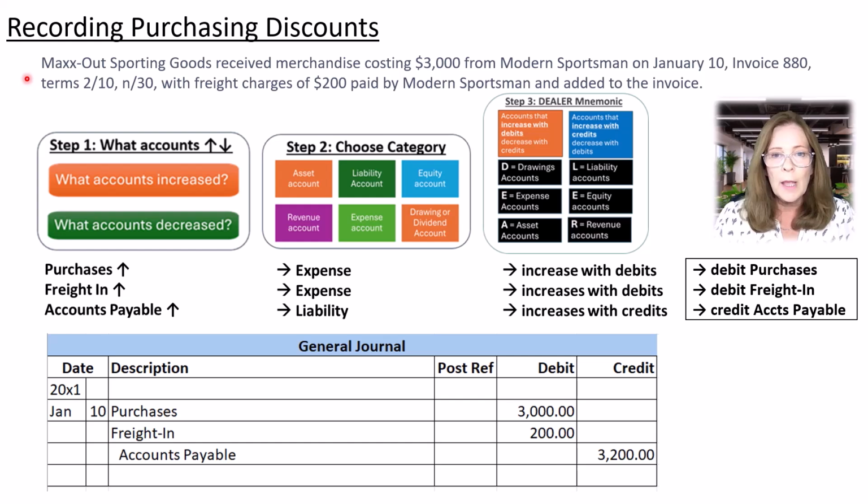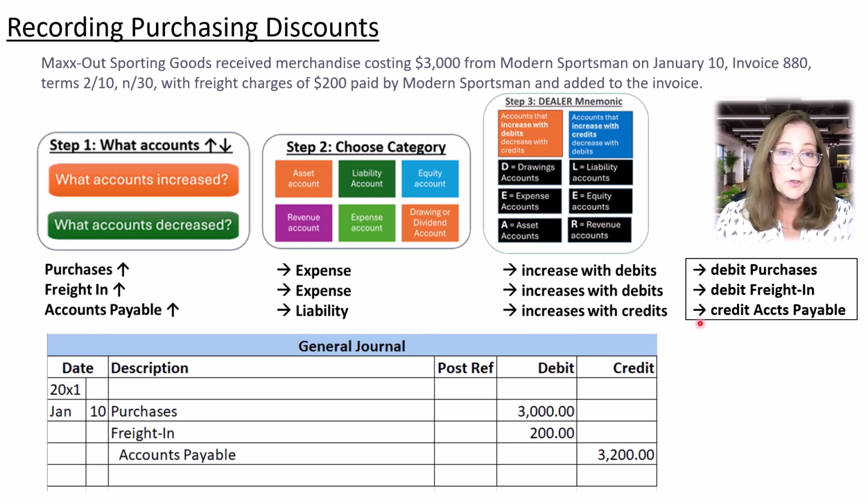We analyze the purchase transaction and find that the business now has more purchases, which is an expense account, and that expense accounts increase with debits. That means we need to debit purchases. Max Out also has more freight in charges, which is an expense account and increases with debits, so debit freight in. Accounts payable also increased, which is a liability account, and liability accounts increase with credits. That means we need to credit accounts payable.